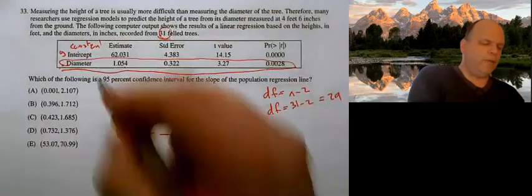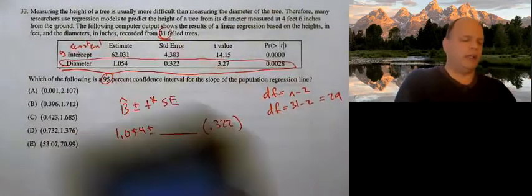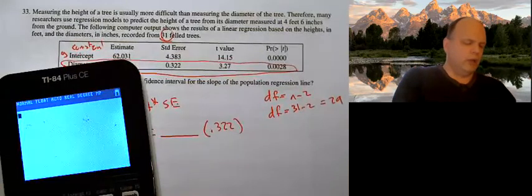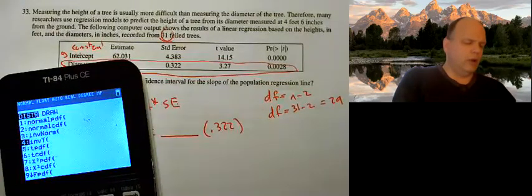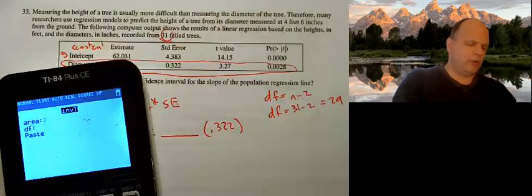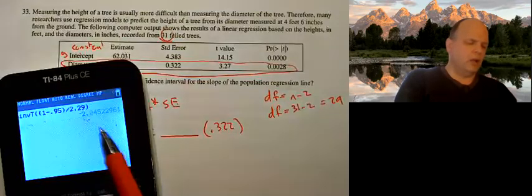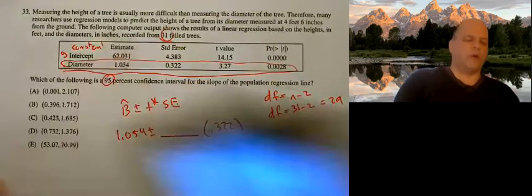So they want to do a 95% confidence interval. So let's calculate our t star. Second vars, inverse t, parenthesis 1 minus 0.95, close parenthesis, divided by 2, degrees of freedom are 29. And we end up getting 2.045.